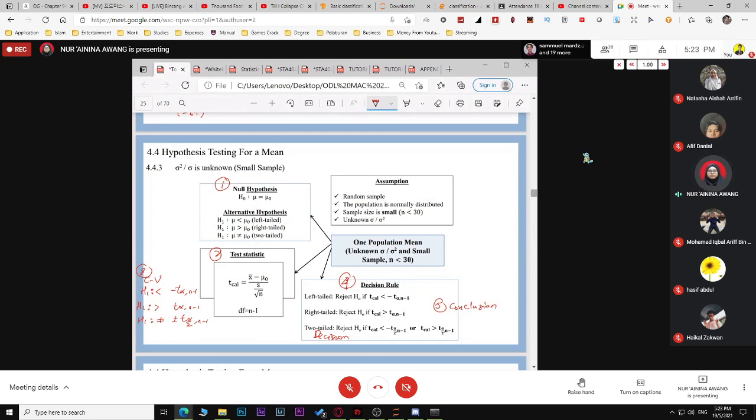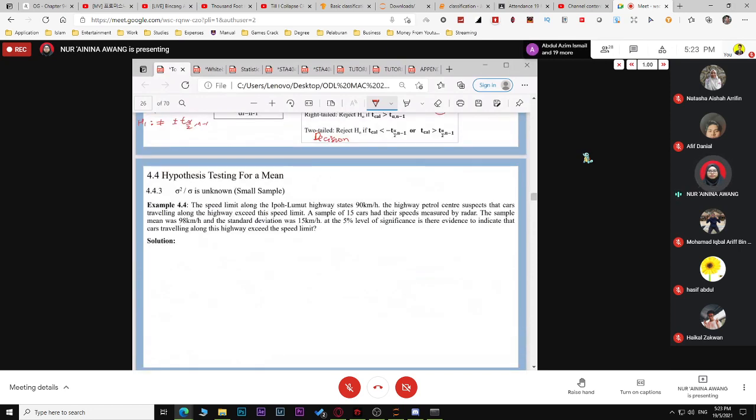Okay, so kita tengok on this example, the speed limit is stated 90 km per hour. So this is your mu. And then dia kata a sample of 15 car. So your n is 15. The sample mean. So this is your sample mean and standard deviation. Dia suruh test at 5% significant level. Okay. There is evidence to indicate that the cars travelling along this highway exceed the speed limit.